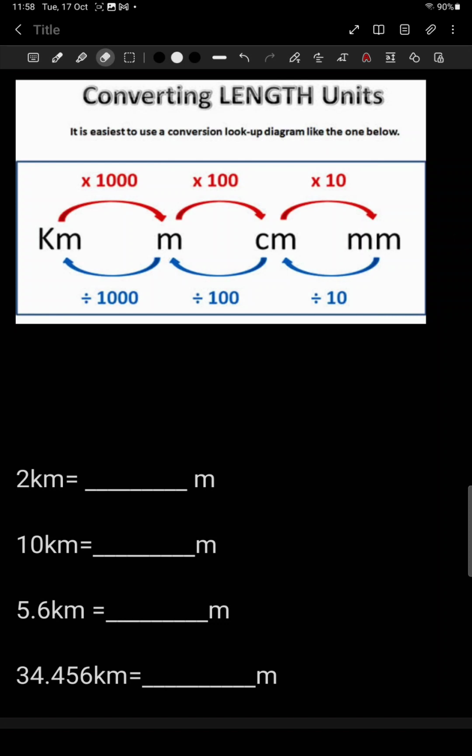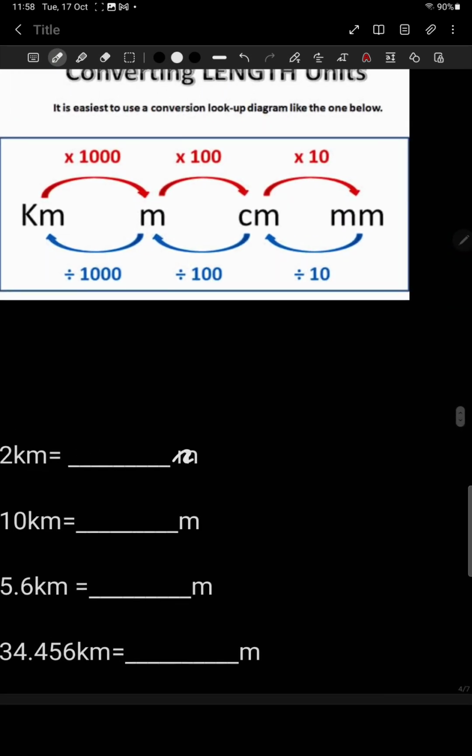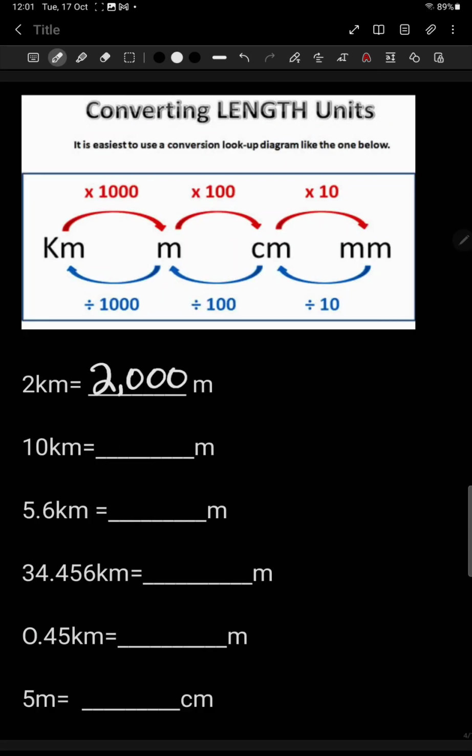Let's start from our first one. This is 2 kilometer. If we are converting 2 kilometer into meter, according to our scale, when converting from kilometer to meter, we are supposed to multiply by 1000. So 2 into 1000. What will be 2 into 1000? It will give us 2000. So our answer over here will be 2000. So 2 kilometer equals 2000 meters.